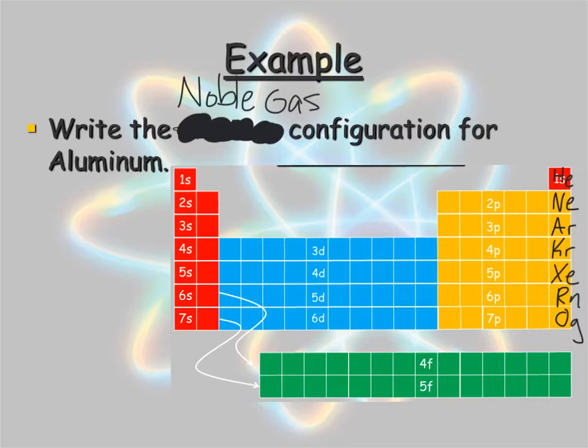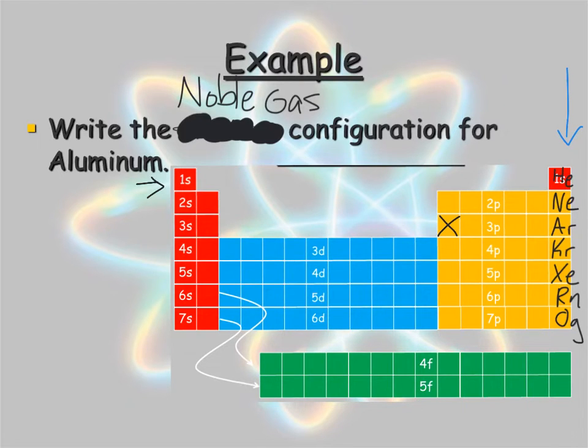Okay, so let's determine the noble gas configuration for aluminum. First thing, I would go ahead and write all of the noble gases in column 18. Just write them where they're supposed to go. It's just going to make your life easier when you're trying to do this. All right, so we're trying to do aluminum. So we'll locate aluminum. There's aluminum.